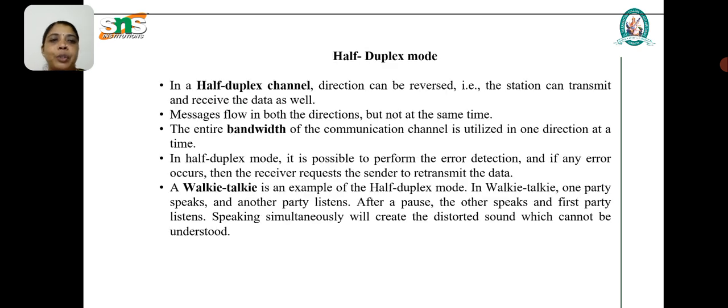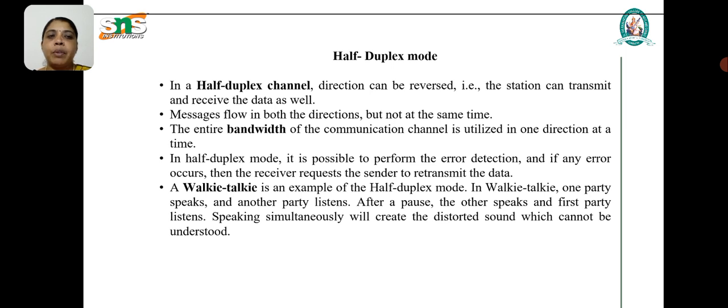Next, half duplex. Half duplex means the direction can be reversed. That means the station can transmit and receive data as well. Messages flow in both directions but not at the same time. For example, we send some information, and after some time we can receive a reply. That communication is called half duplex. The entire bandwidth of the communication channel is utilized at a time in one direction. It is possible to perform error detection, and if any error occurs, the receiver requests the sender to retransmit the data.